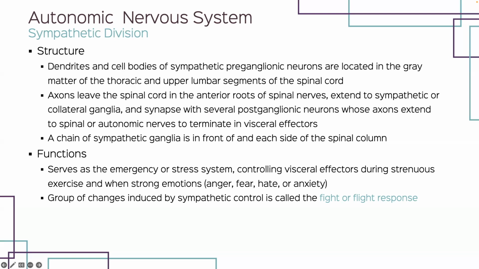The sympathetic division functions as an emergency system. Impulses over the sympathetic fibers take control of many internal organs when we exercise strenuously and when strong emotions such as anger, fear, and anxiety are elicited. Long story short, when we cope with stress of any kind, our sympathetic impulses increase to many visceral effectors and rapidly produce widespread changes within the body.